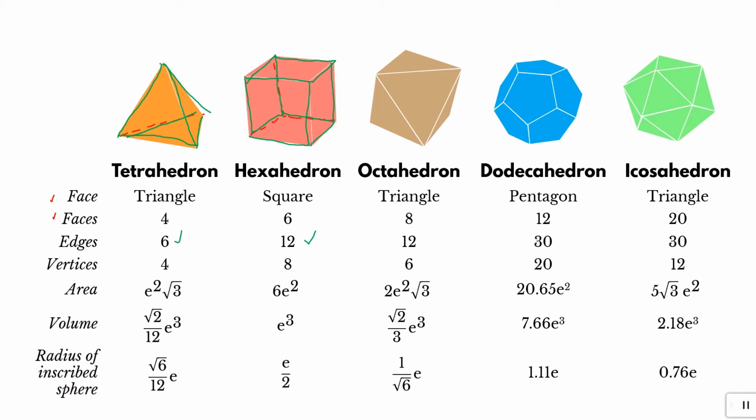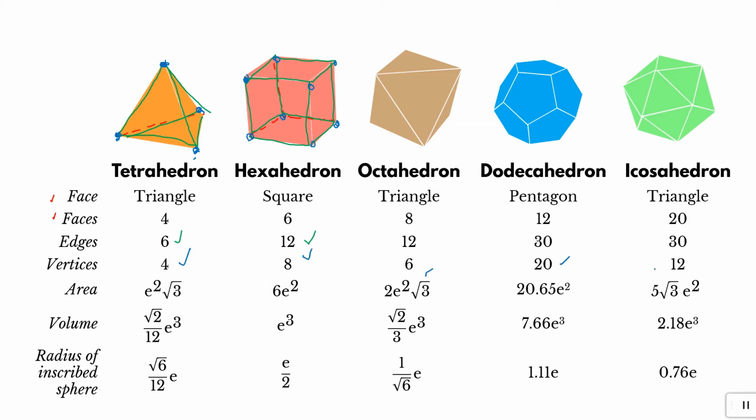This is a point, right? So, vertex, vertex, vertex. So for a tetrahedron, how many vertices do we have? 1, 2, 3, 4. So 4. For a hexahedron, how many? You have 1, 2, 3, 4, 5, 6, 7, 8. You have 8. And so on and so forth.